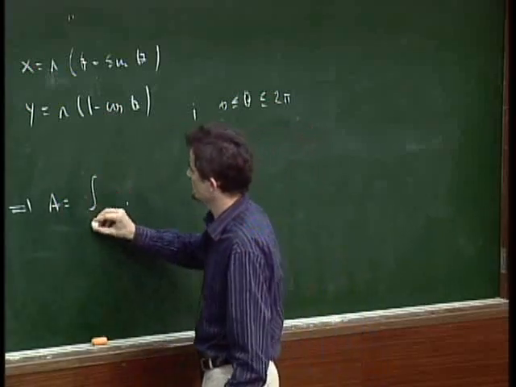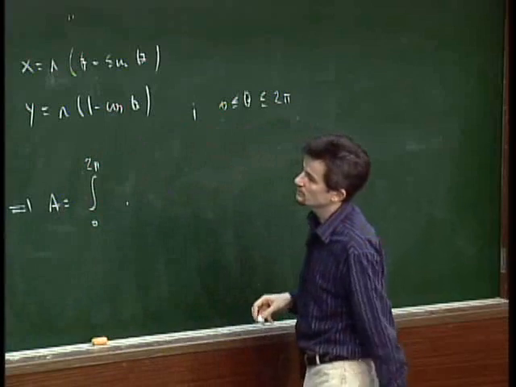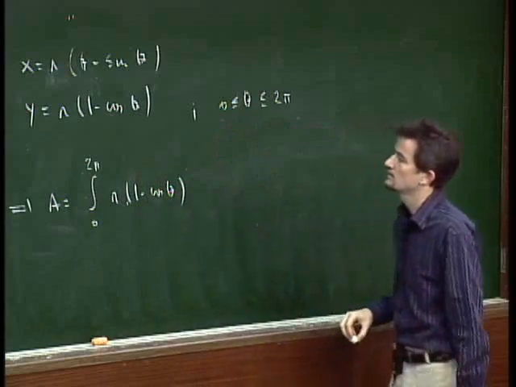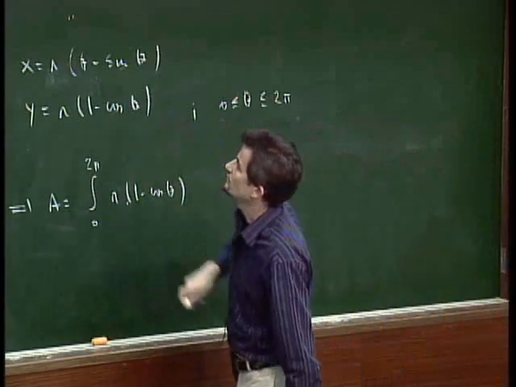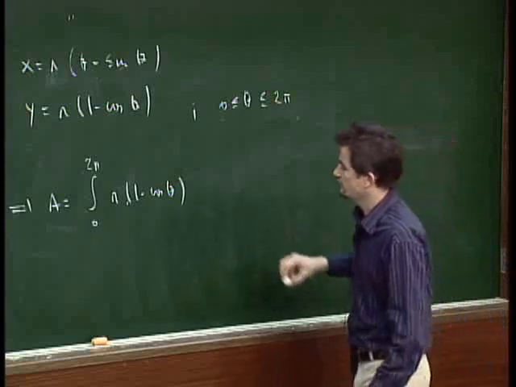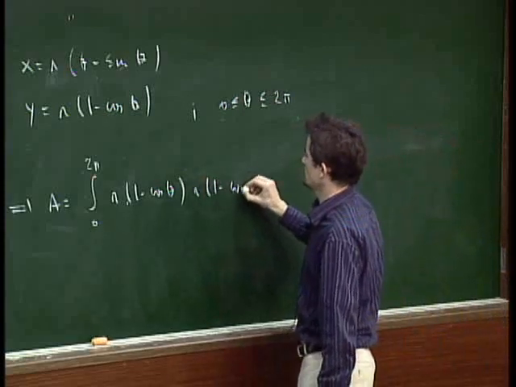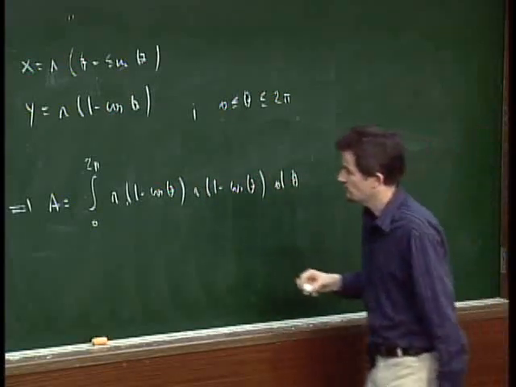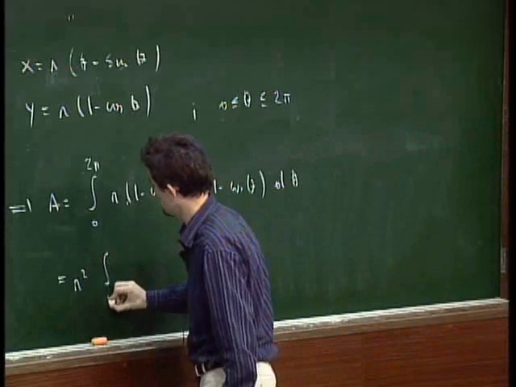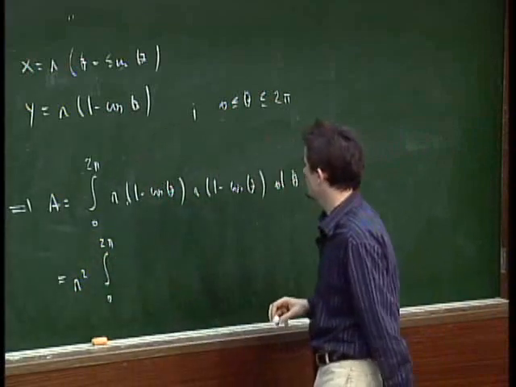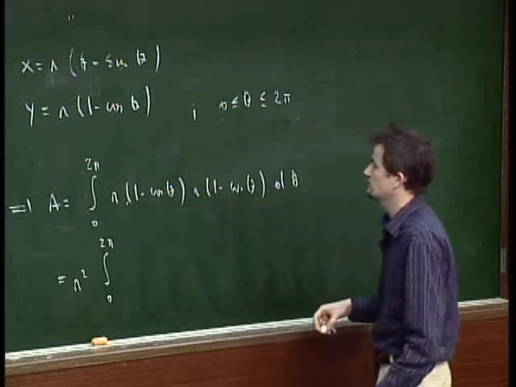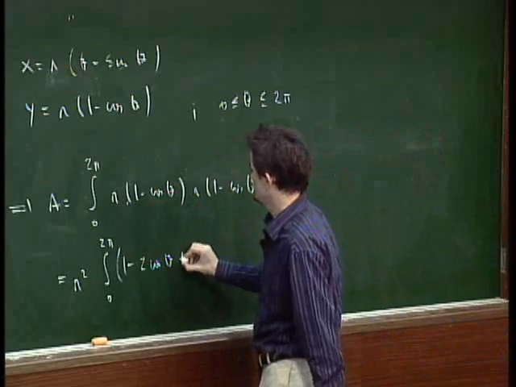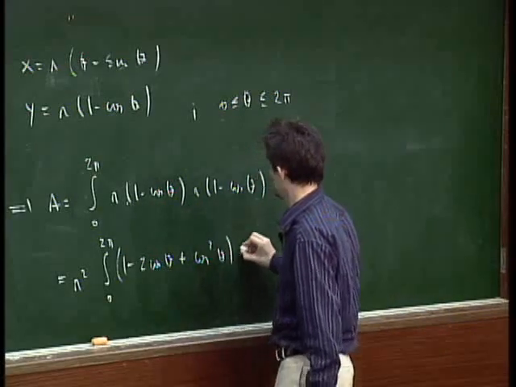Okay, and the integral is the integral from 0 to 2 pi. So we have to plug in the y. So we have r times 1 minus the cosine of theta times the derivative of f, which is r times 1 minus the cosine of theta, d theta. So what we get is r squared, the integral from 0 to 2 pi. And we have 1 minus cosine of theta squared, so we have 1 minus 2 times the cosine of theta plus the cosine squared of theta d theta.